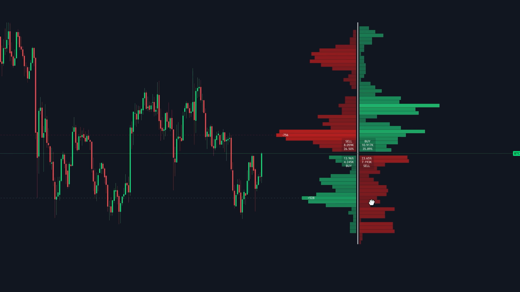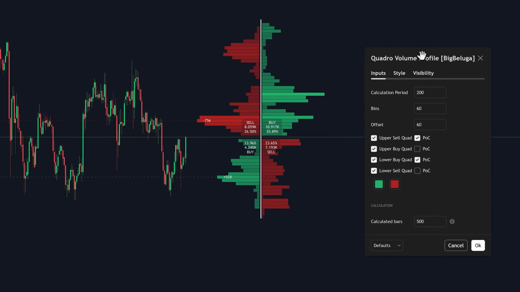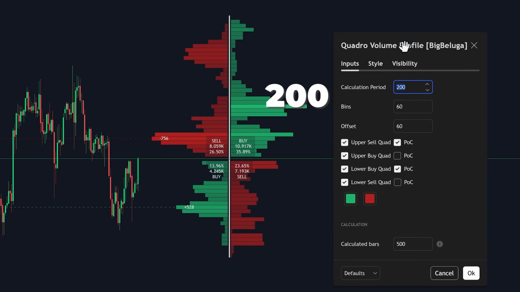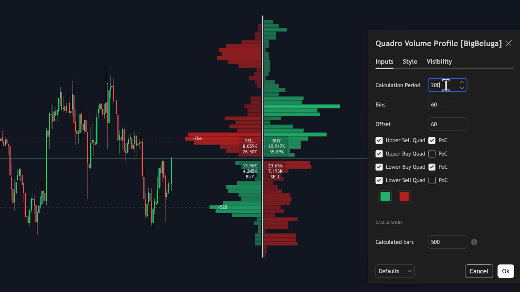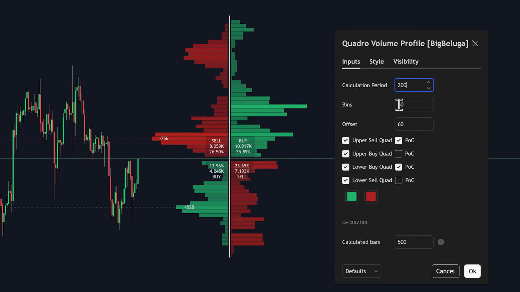Now, let's take a look at the settings so we can see how customizable this indicator can actually be. On the inputs tab, we have the calculation period with a default value of 200. This defines the range for volume analysis. Basically, how many historical candles the indicator is going to use to calculate the price volume. I'm not going to change this value.